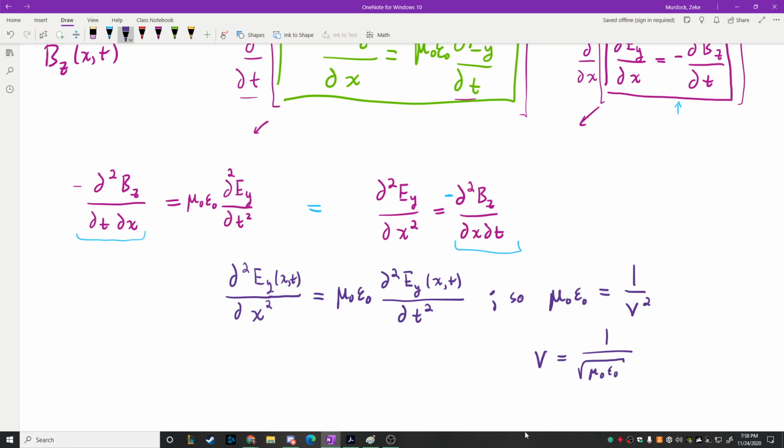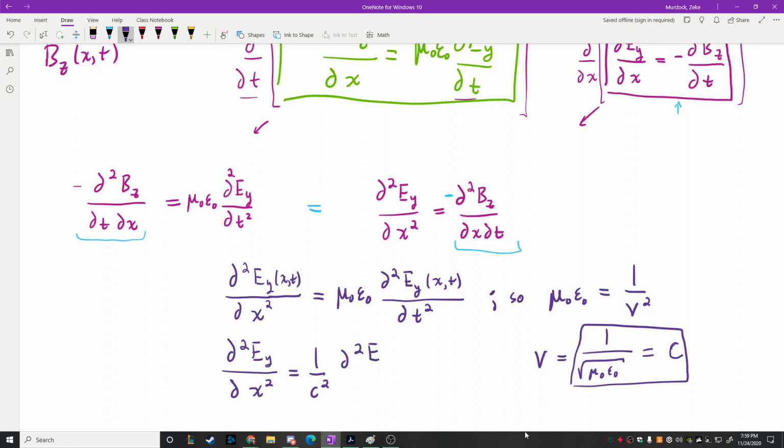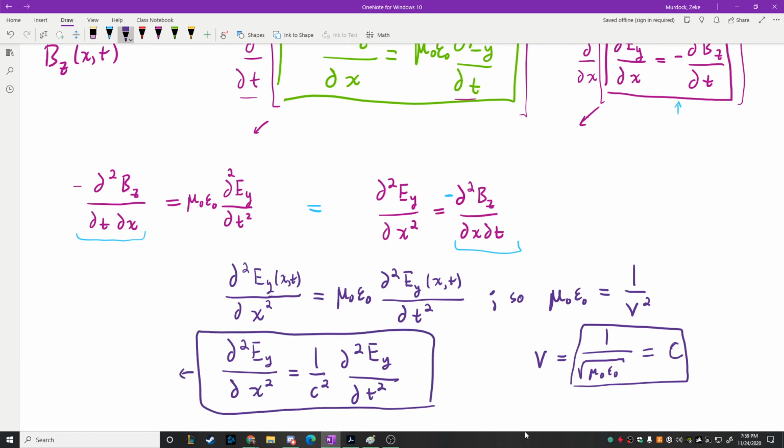Right? And this, as I said at the very beginning, if you calculate what it is, is the speed of light in a vacuum. So the other way to write this equation, which is probably the better way to write it, is c equals 1 over the square root of mu naught epsilon naught, and that shows that the electric field satisfies a wave equation. Right? The electric field satisfies a wave equation.